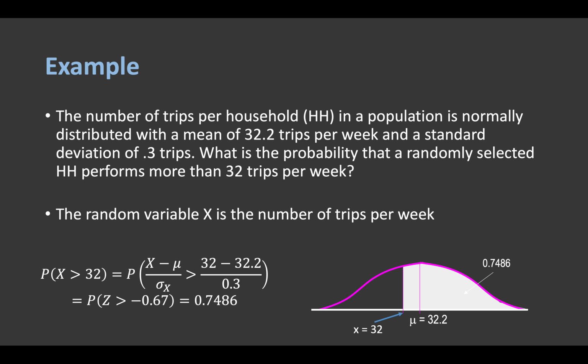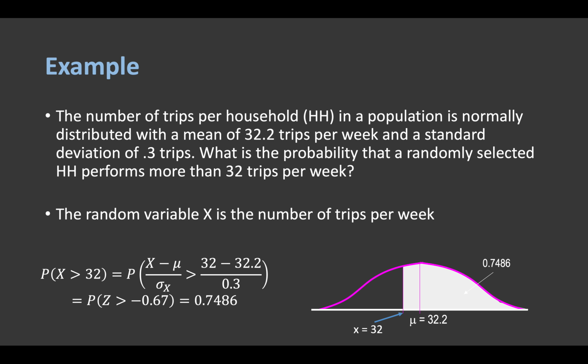That's our probability. And from here, you can roughly see that, right? This is the mean. This is the standard deviation. 32.2 is the mean. 32 is here. And this area is bigger than half, right? Bigger than the right half of the distribution. So doing the calculation, we find out it's 0.74 or 75, which is bigger than 0.5.